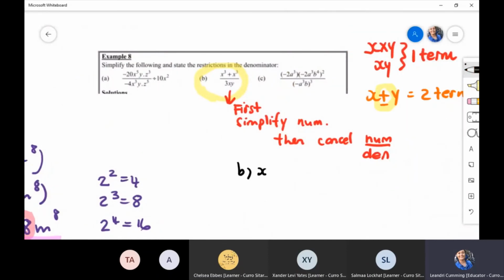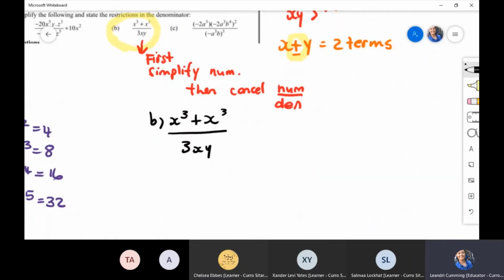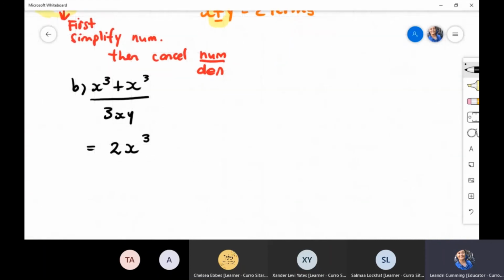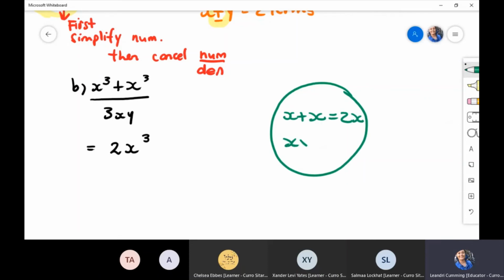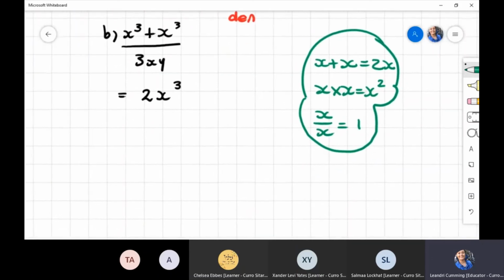So when we have x to the power of 3 plus x to the power of 3, I ask myself, is that like terms? And yes, I may add them, which gives me 2x to the power of 3. Okay, let me just quickly put that on the side there. Extremely important: x plus x is equal to 2x. But x times x is equal to x to the power of 2. Okay, and if we want to add another one in there, x divided by x is 1. So please don't forget about these important aspects.